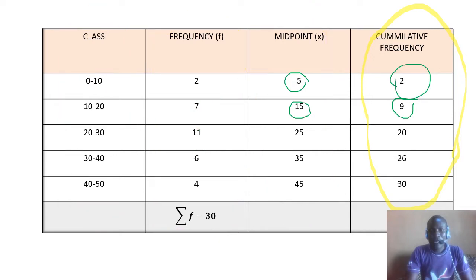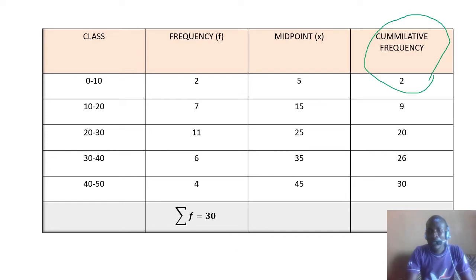Now why is this column important to us? First of all, it is through the midpoint that we are going to be able to know our class width. And then the cumulative frequency column will give us the position of a given number within our distribution. Now with that information at hand, we can proceed next on how to get the mode.